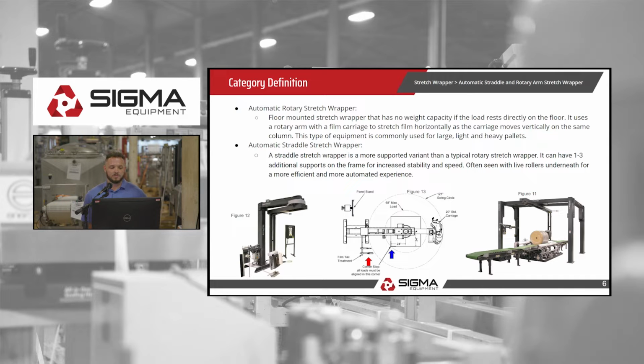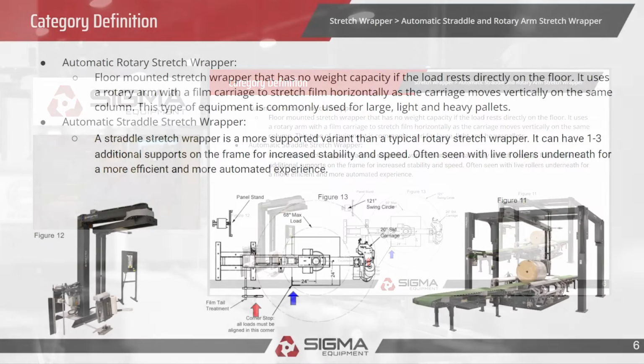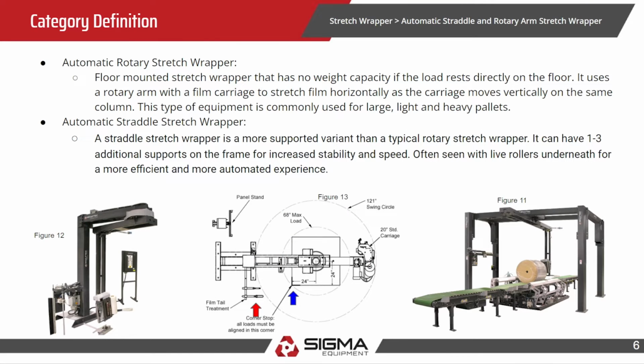An automatic straddle stretch wrapper, the only varying difference is the frame type. It'll have 1 to 3 additional supports compared to a typical rotary stretch wrapper. This is going to give it increased stability and speed. You'll often see these with live rollers and a counterweight on the back end of the rotary arm.